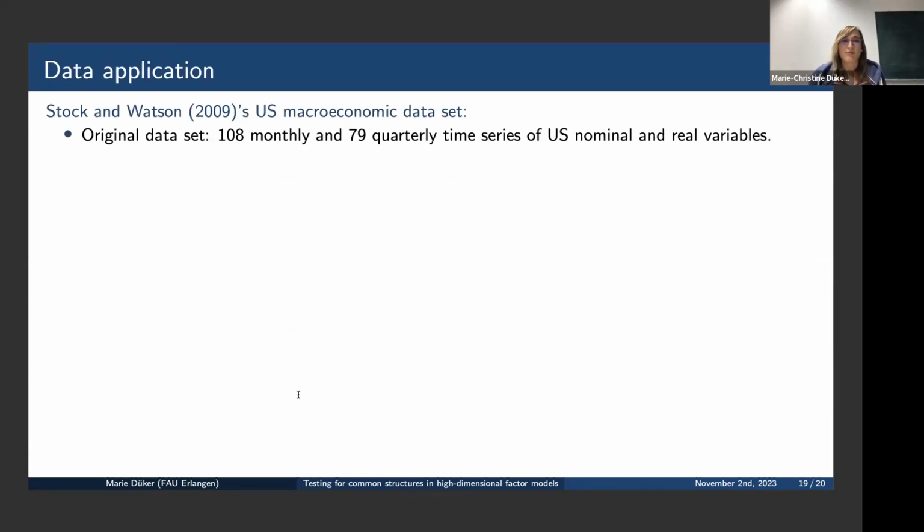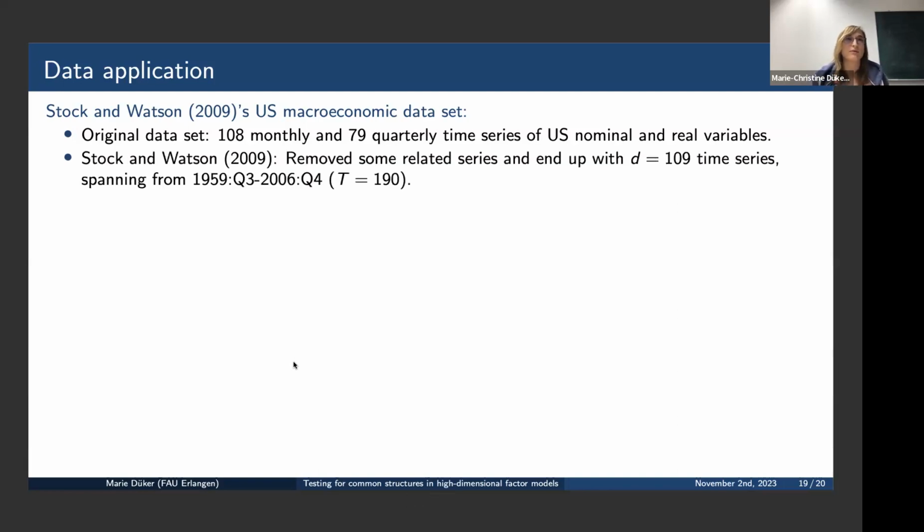Okay, so I will end my talk with the data application. Okay, before my conclusion at least. For the data application, we looked at the very classical Stock and Watson data set. The original data set is 108 monthly and 79 quarterly time series, and it includes prices, interest rates, stock prices, exchange rates, and so on. As suggested in the paper by Stock and Watson, we removed some high-level aggregates, which are related by identities to lower-level aggregates, and we end up with a data set of 109 time series over a time of 190.